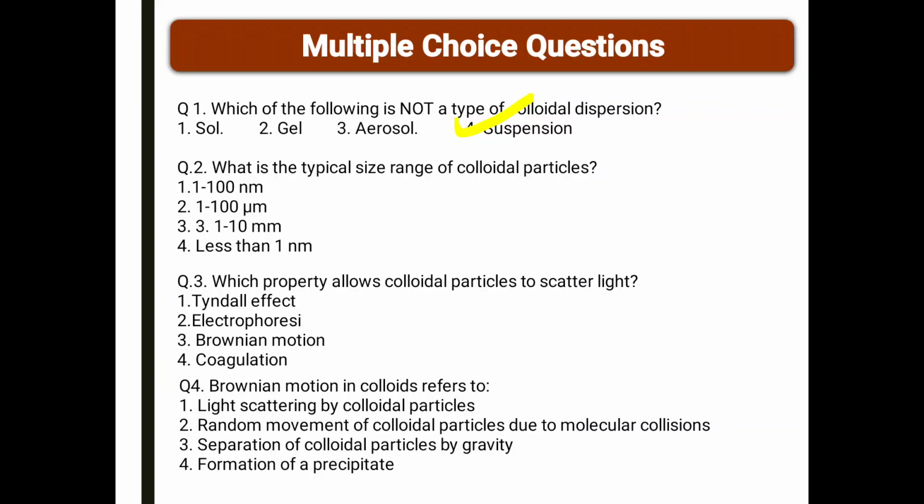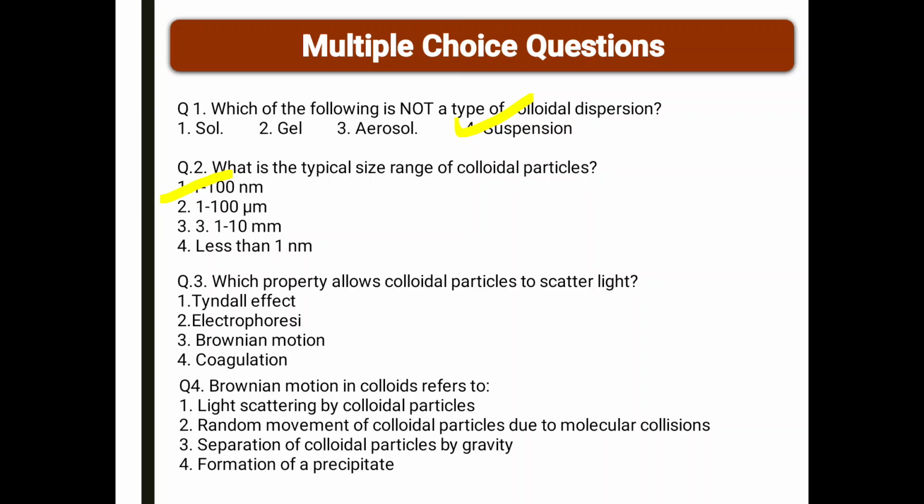Next, second question: what is the typical size range of colloidal particles? Option 1, 1 to 100 nanometers. Second, 1 to 100 micrometers. Third, 1 to 10 millimeters, and fourth, less than 1 nanometer. So the colloidal particle size range is between 1 nanometer and 100 nanometers.